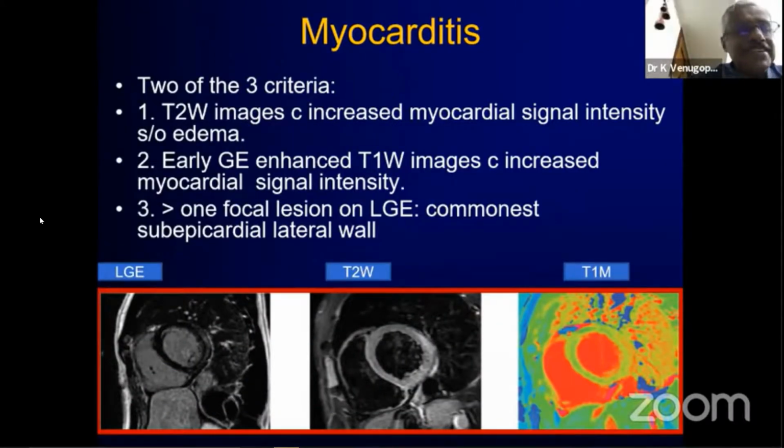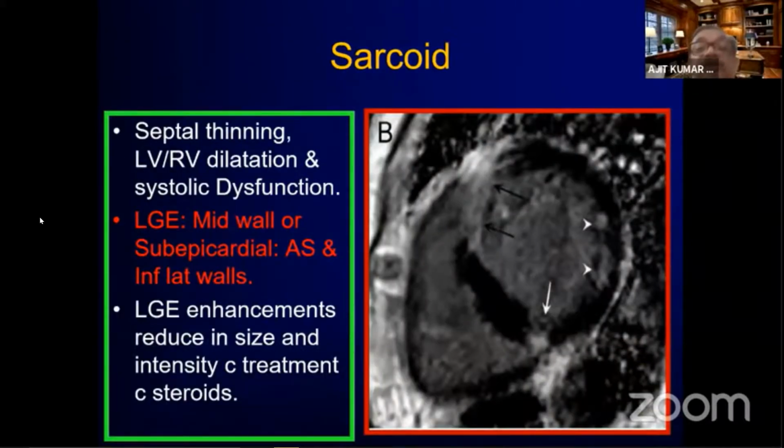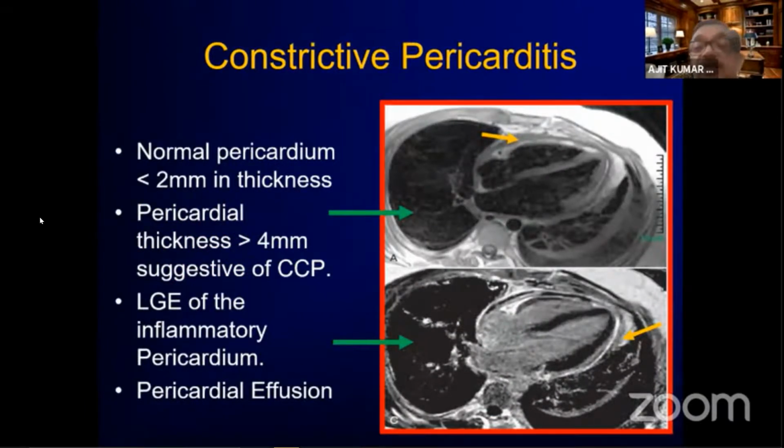Okay. So I'll just go to some very specific aspects. Constrictive pericarditis is when you need to distinguish with MRI between restrictive cardiomyopathy and constrictive pericarditis. It is a very important aspect which needs to be looked at. The normal pericardium is less than 2 millimeter in thickness, and you can clearly see that the pericardium here is more than 4 millimeter in thickness.